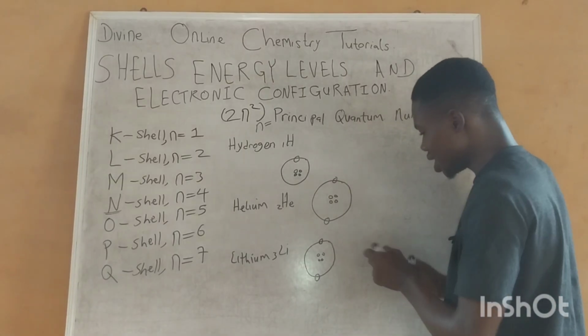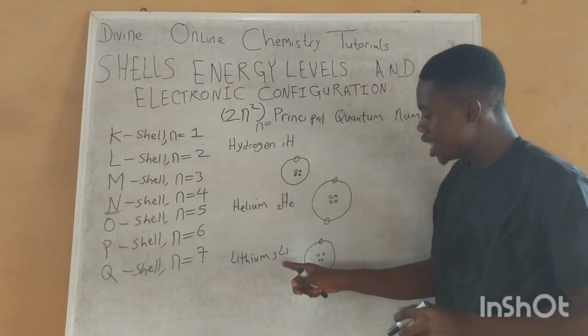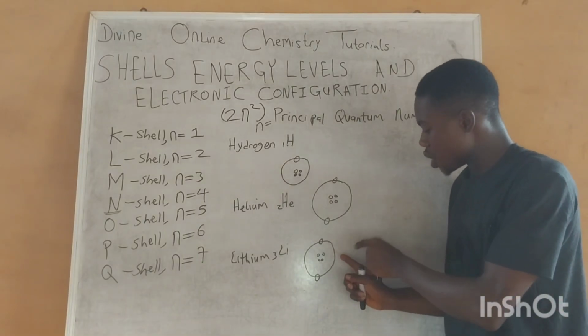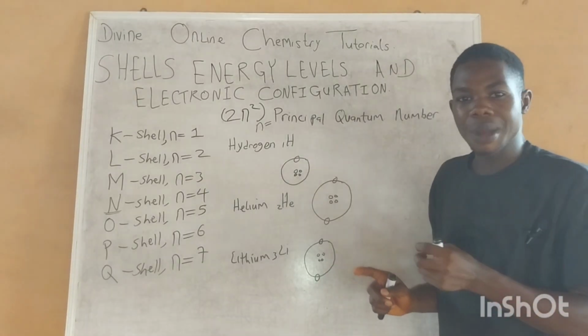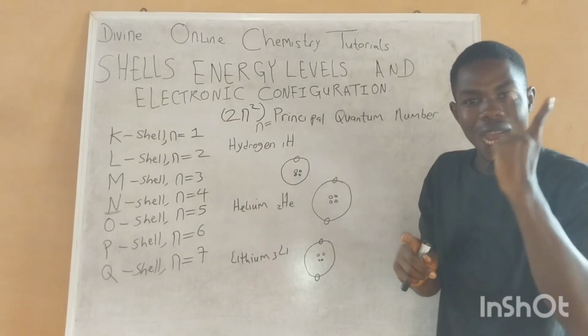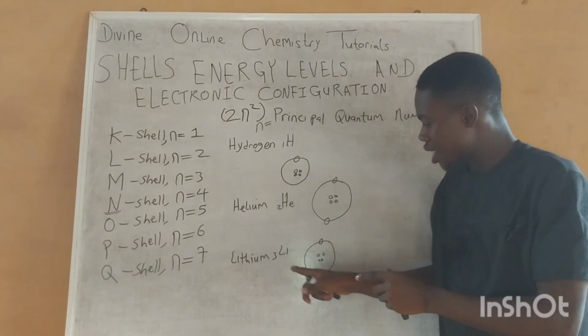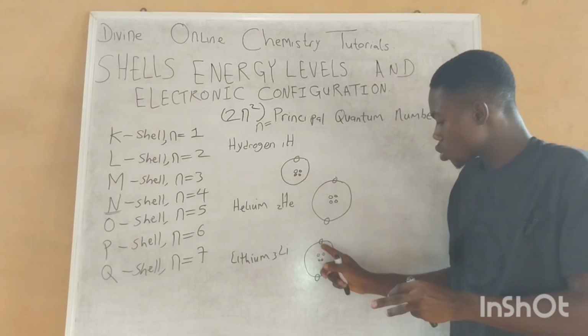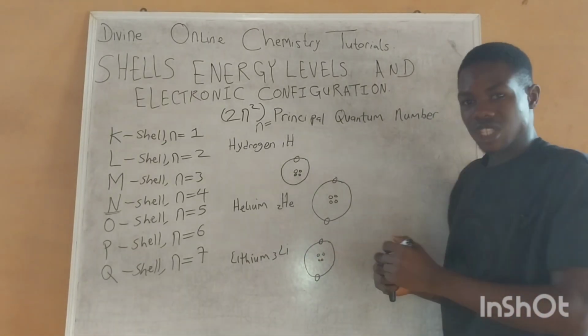If you look at it very well now, this is not complete because lithium has 3 electrons. And you must always start with the K shell, which is the first shell. Now the K shell can only carry a maximum of 2 electrons. And now lithium has 3 electrons. What are we now going to do to put the 3rd electron among these 2 electrons?